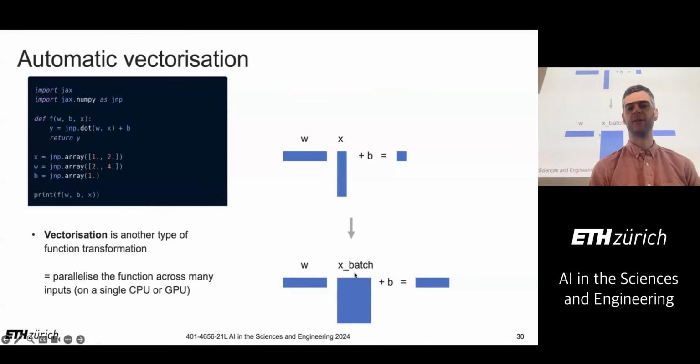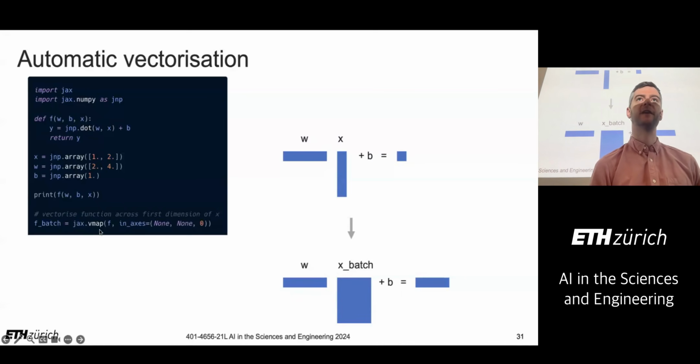If we were going to write this in NumPy, we would have to think about how X has changed dimensionality. We'd have to change this dot product to a matrix multiply, or make sure NumPy understands that there's an extra dimension to X. But JAX means you can forget about that. You can just write your function for a single example, and then call jax.vmap. This is vectorized map. Again, it's another function transformation.